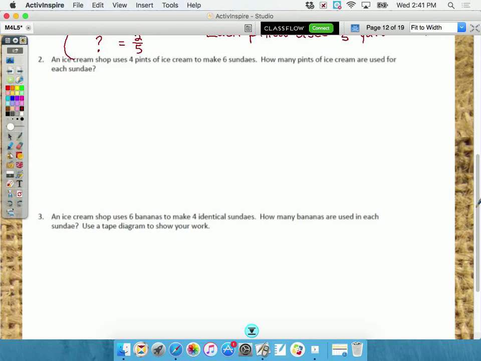Yeah. Okay, let's take a look at the next one. What word are you going to look for? Each. Okay. An ice cream shop uses 4 pints of ice cream to make 6 sundaes. How many pints of ice cream are used for each sundae? Okay, what do I highlight? Each sundae. So sundae is the divisor. The number of sundaes is the divisor. How many sundaes? 6. Okay, so you will divide by 6. And we have 4 pints. Do you already know the answer? 4/6. Don't circle it yet. Okay.